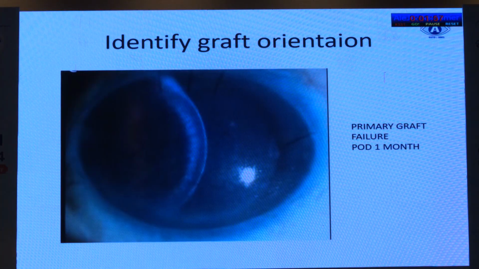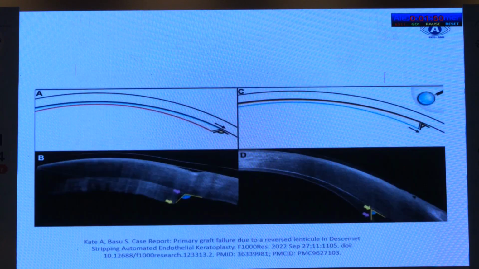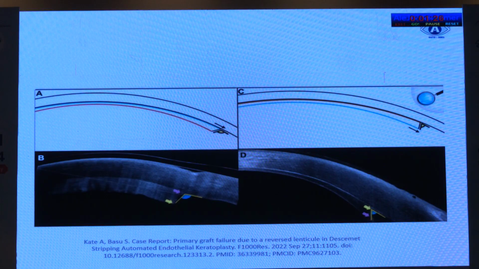This is a case of primary graft failure, which came after 1 month. On doing an ASOCT, we could find out the graft failure was due to reverse orientation of the lenticule. To monitor the proper orientation of the lenticule, doing an ASOCT immediately post-op would be helpful. As in the D picture, the endothelium edge should be beyond the stromal edge, there should be an acute angle, and there should be a smoother edge. This is the picture of a reverse lenticule where the stromal unevenness is seen here.